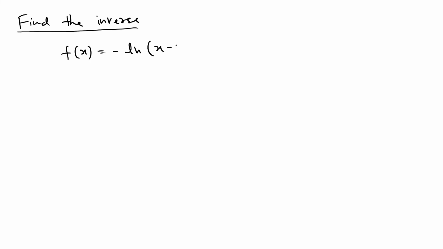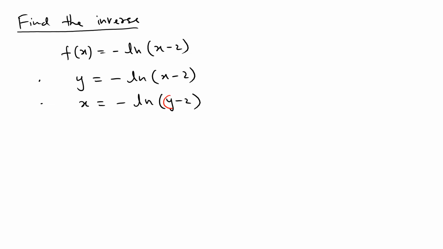So we can follow the 4 steps that we discussed. So find the inverse. We're going to follow the 4 steps. So we have f(x) equal negative ln x minus 2. So the first step is you replace f(x) by y, so it is y equals negative ln x minus 2, and then the next step is you switch the 2 variables, so it is x equals negative ln y minus 2. So the goal is to isolate the y term.